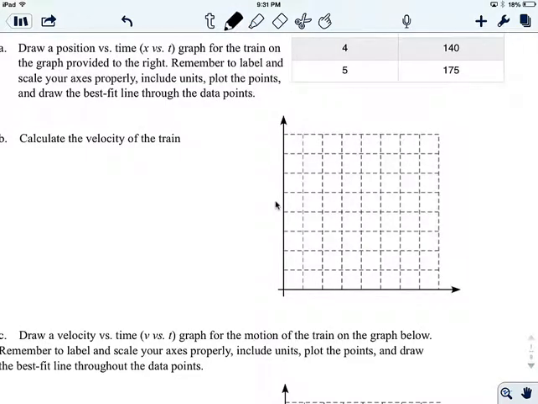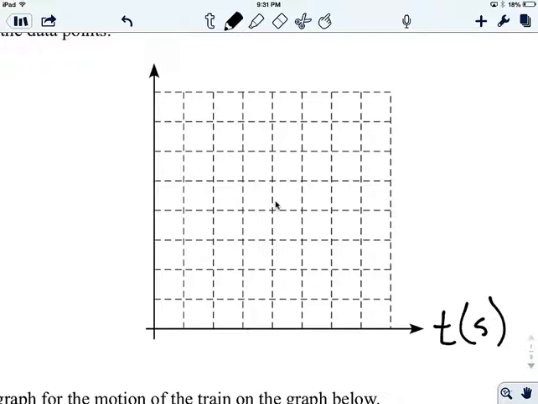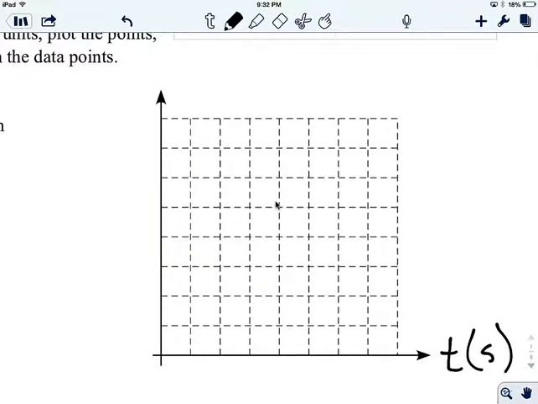All right, so as I look down here, this is going to be x versus t. Remember that units are going to be super important. So I've got t, that's time in seconds. If you don't have that label, you won't get full points. And this is going to be x for position, and it's in meters. So everybody should be able to get that point right. Just label. It's very easy.